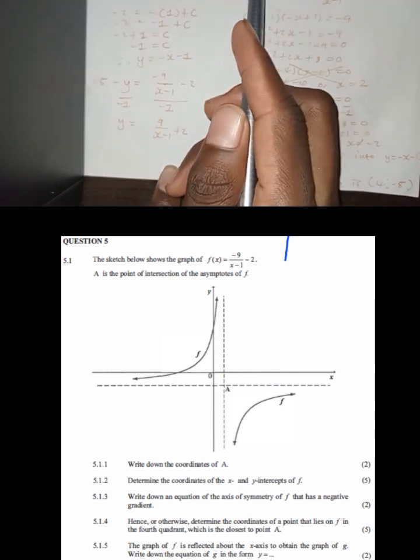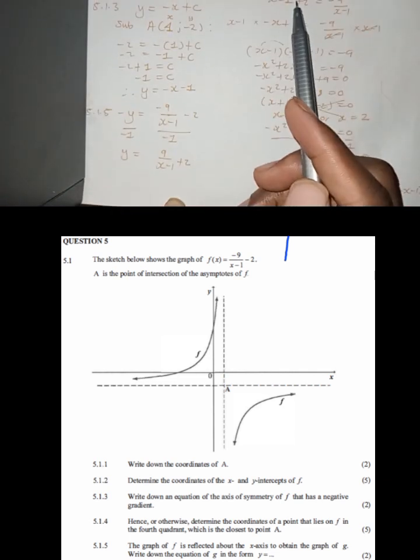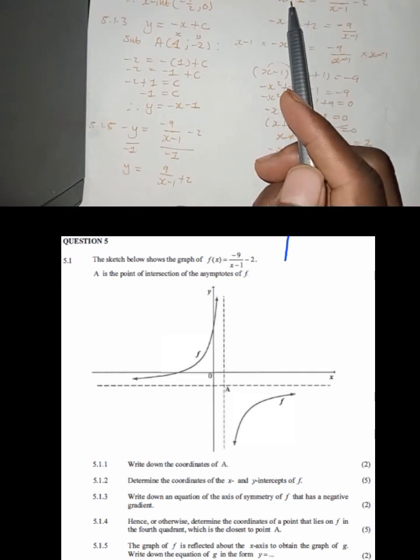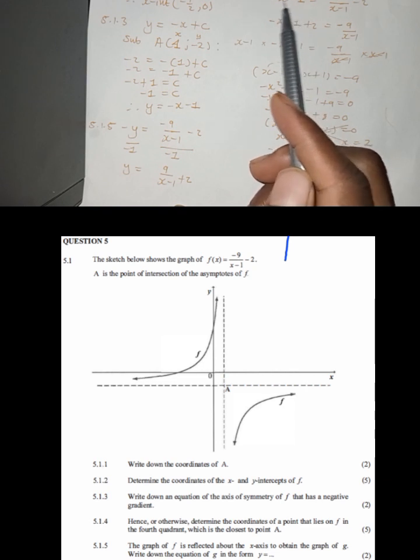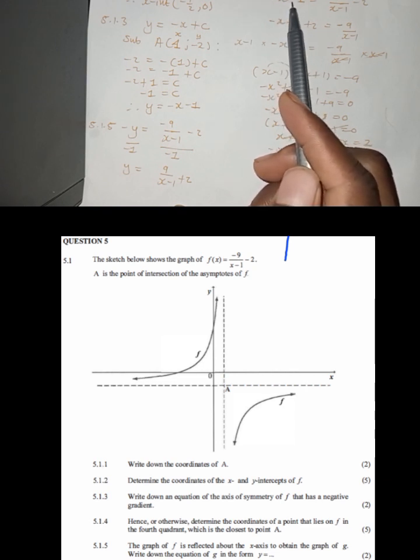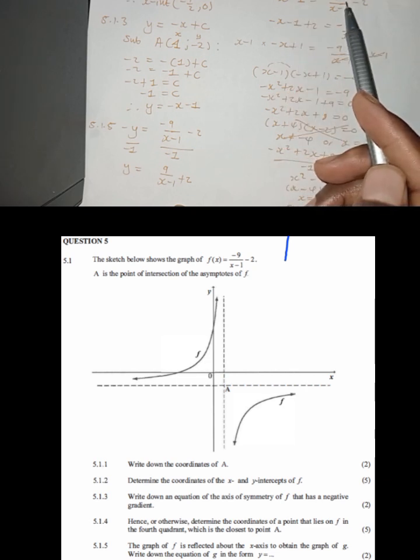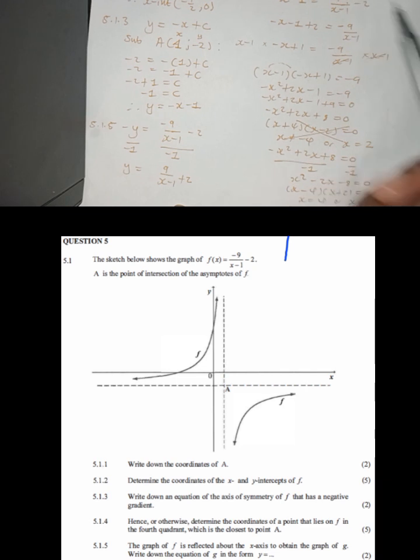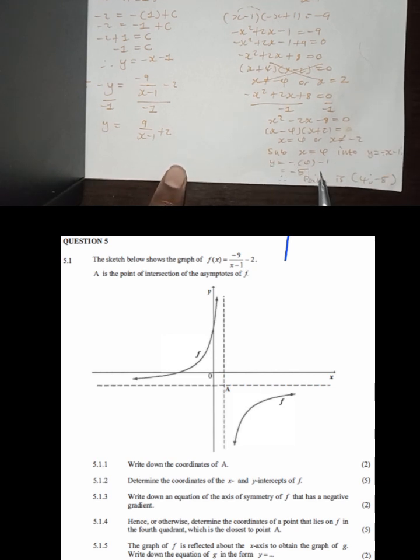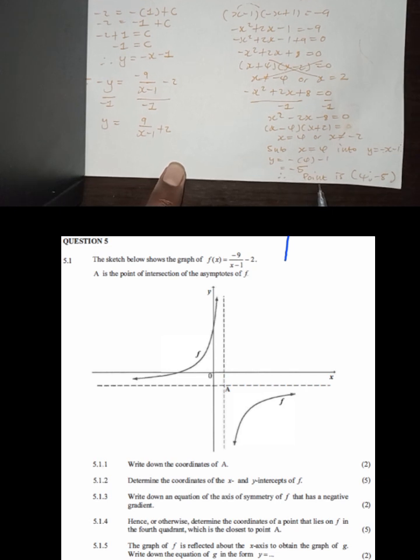You can sub it into the axis of symmetry or the hyperbolic function equation. I just decided to go with the easier one and sub it into the axis of symmetry. So y is equal to -4 minus 1, which is equal to -5. Therefore the point closest to A is (4, -5).